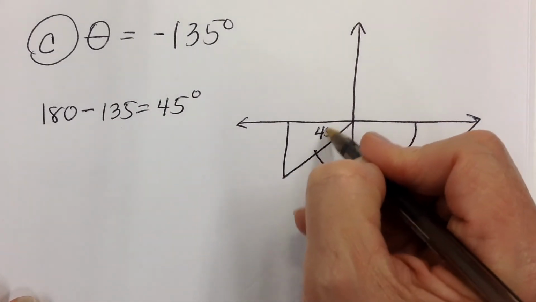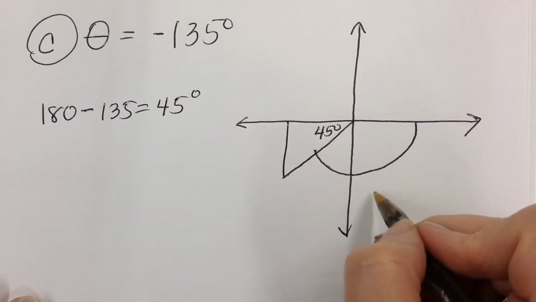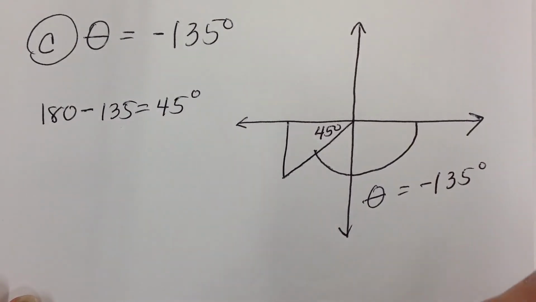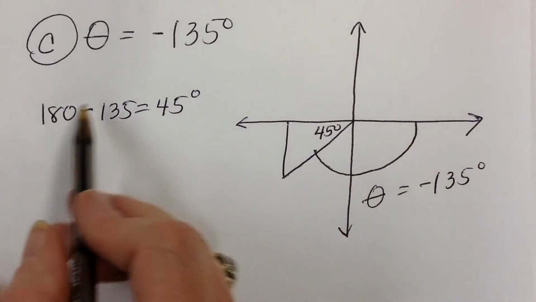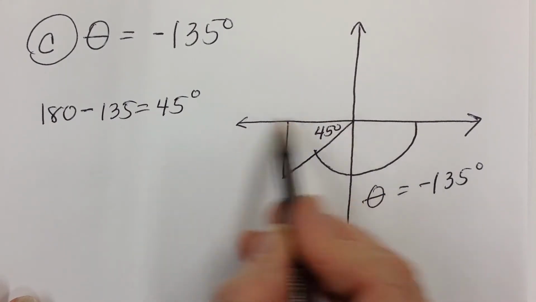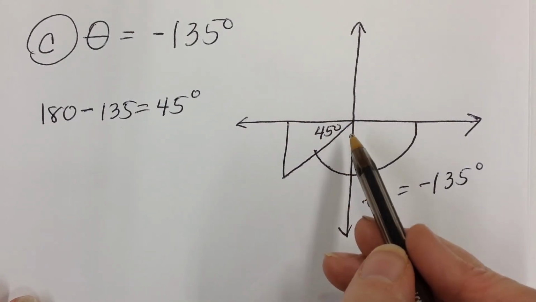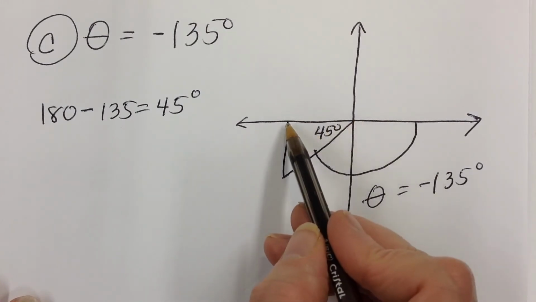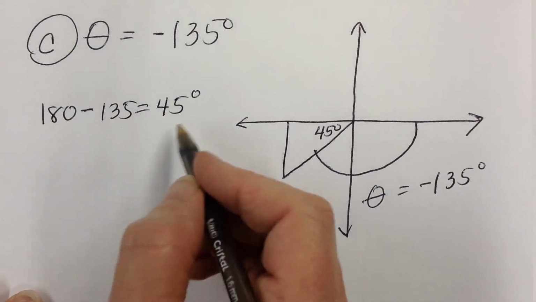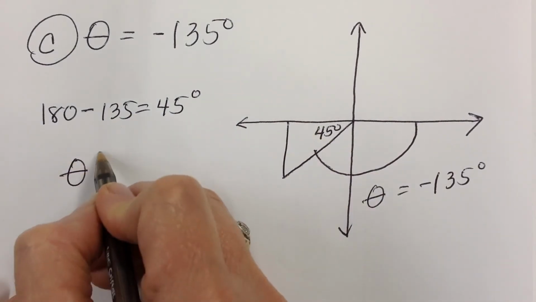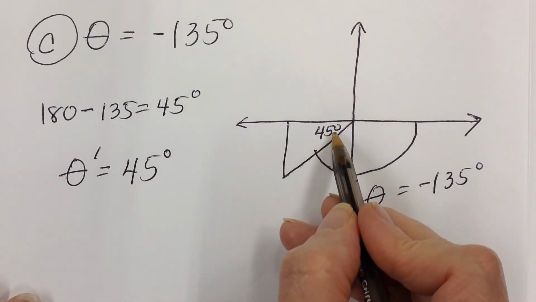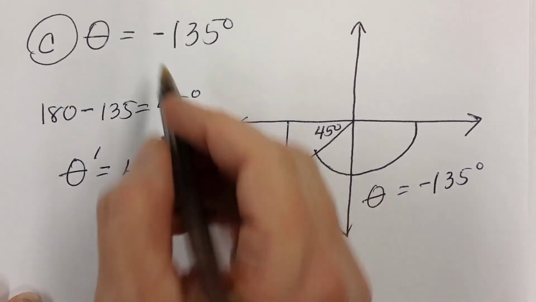So we have the 45 degrees, but actually our theta is negative 135 degrees. All you had to do was subtract, because you're drawing all of these reference angles back to the x-axis. So anytime you have an angle like this, you will say 180 minus 135 gave me 45. Therefore, theta prime is 45 degrees. So I would use a 45-degree reference angle in this problem.